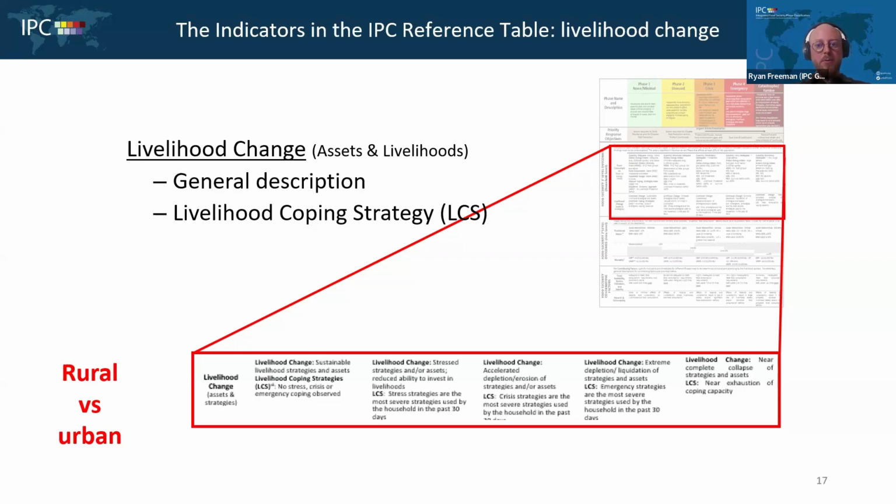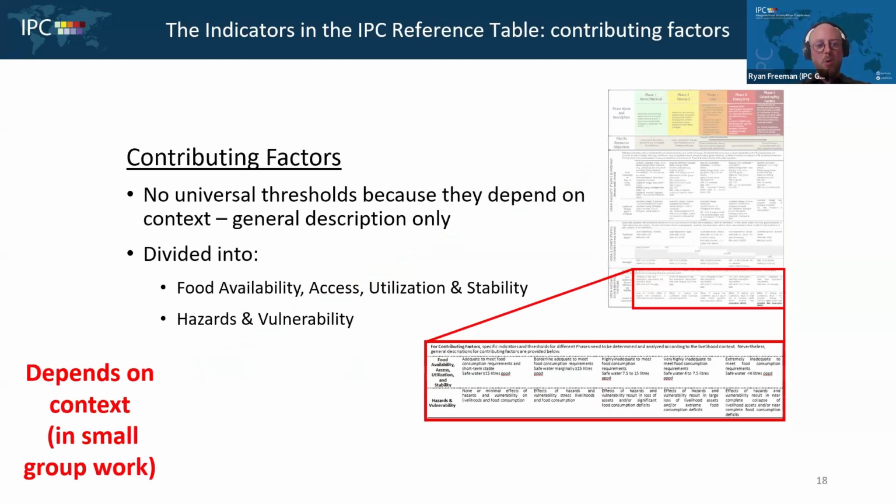And I wanted to move us now to the next slide where we've talked about our consumption indicators, we've talked about livelihood change, and now we're talking about additional elements, contributing factors. I don't want to go into too much detail here because this is what our small group work is going to be discussing.